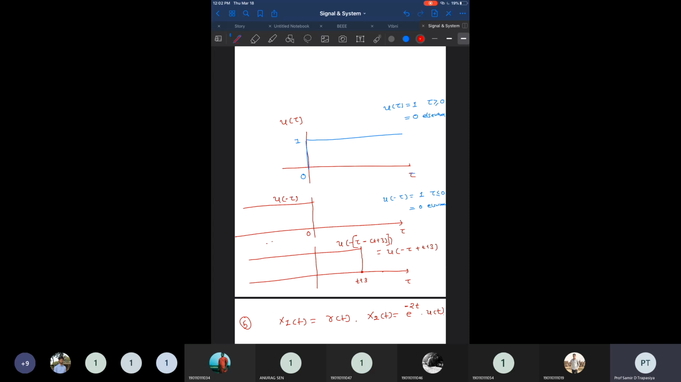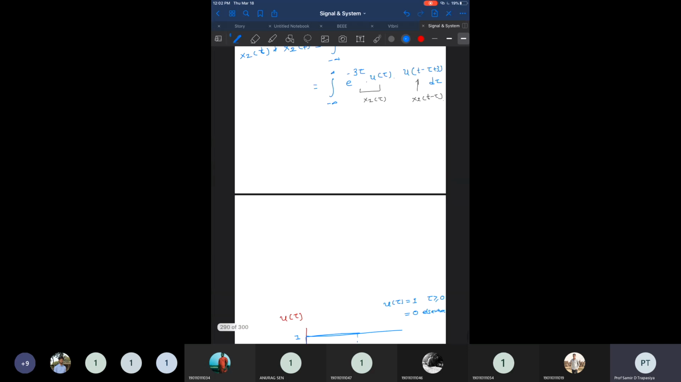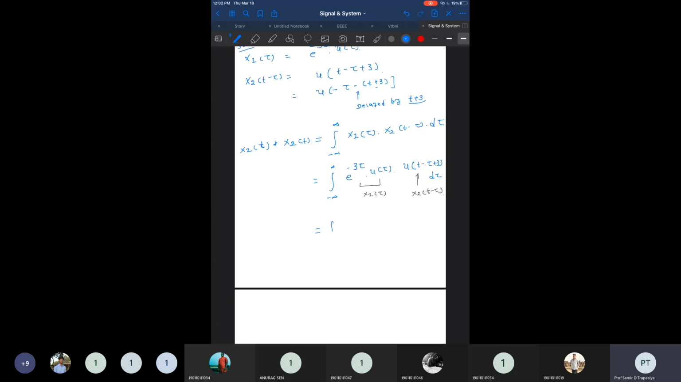So now we will find the overlapping area of these signals. The overlapping area in which u of tau is 1 and u of minus tau plus t plus 3 is also 1 is from 0 to t plus 3. So 0 to t plus 3 is the overlapping region, and both integration limits change to 0 to t plus 3.